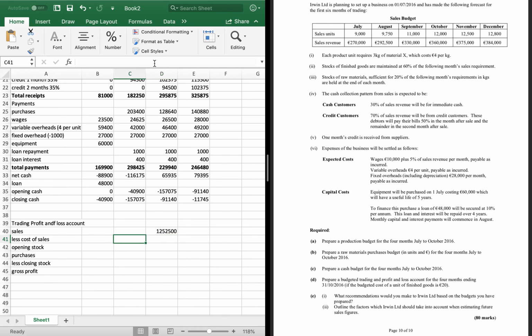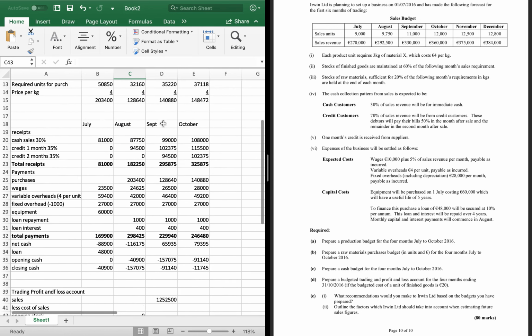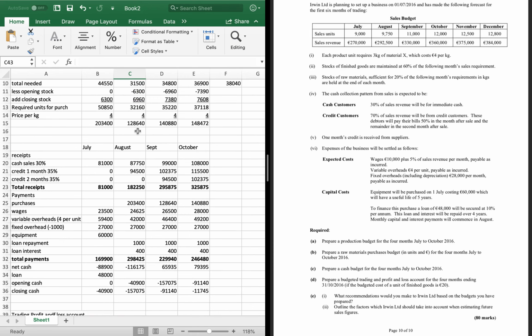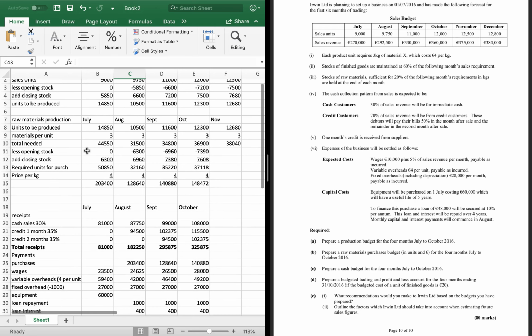Now, it's your opening stock, right? There is no opening stock. It's a new business. If it was, there'd be a value of your opening stock. Okay, your purchases. Your purchases is your four purchases figures. Where am I? Your four purchases figures.